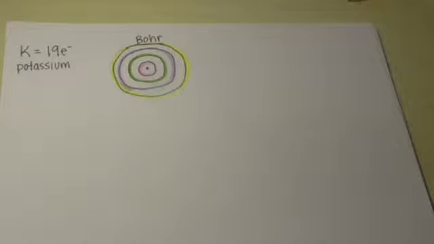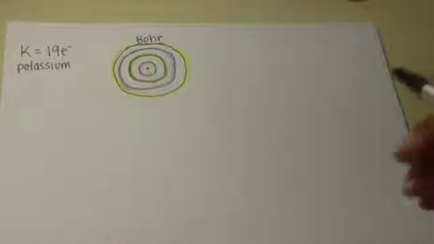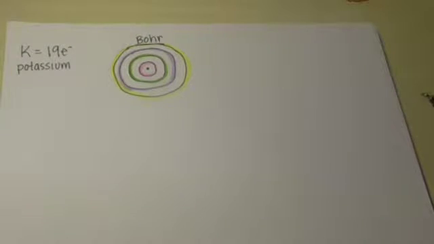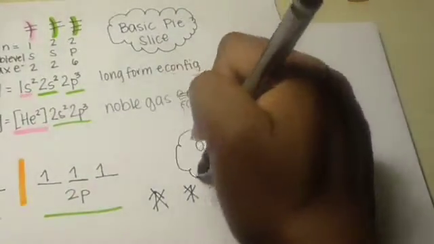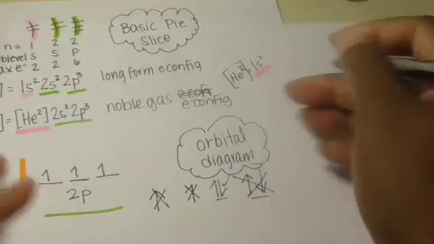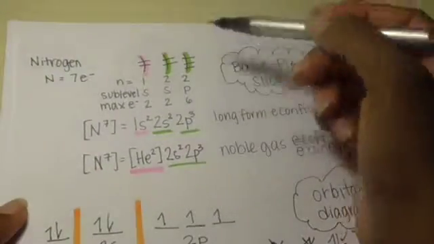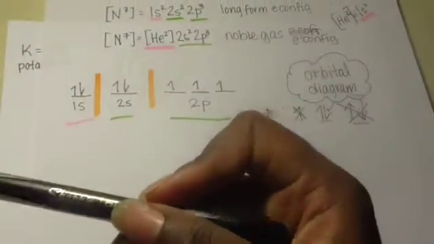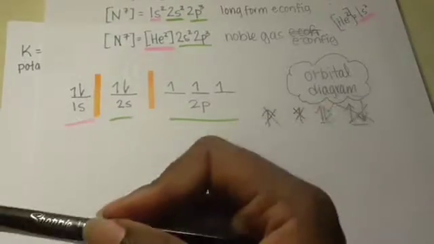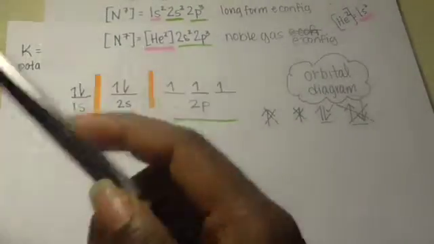Okay, so the next level of what we're talking about here is this idea of overlap, the Aufbau rule extended. First, if we go back to the orbital diagram, we have already talked about the pi slice model, how to get long form, how to get noble gases, and how to write the basic electron configuration. We've also talked about the basics of the Pauli exclusion principle, Hund's rule, and the Aufbau rule.